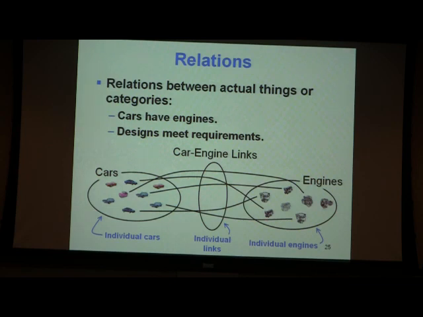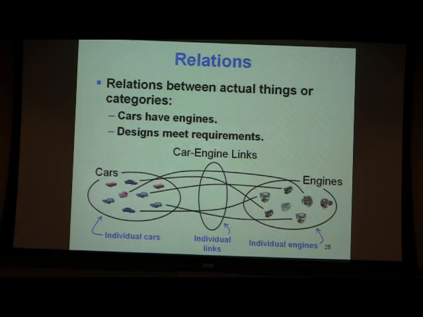So moving on to relations. I mentioned that the logical modeling includes categorizing the things, but you also want to relate them together. So, for example, cars have engines. You want to know which cars have which engines, right? My car doesn't have your engine. So you take the two categories that you're relating, and you make what I'll call links that connect the individual things. My car is connected to the engine in that car. And so what you're seeing here is we take those individual links and make a category.